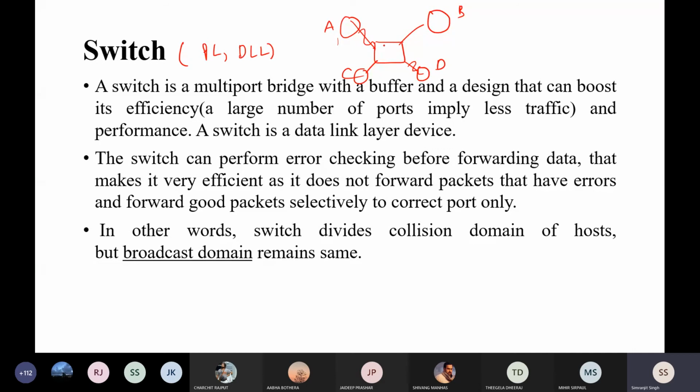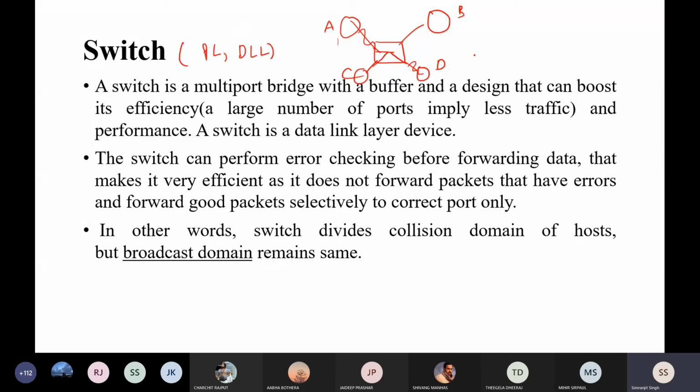Inside this switch, there are many circuits present. If I want the message from A to be sent to D, this circuit is formed. So this A and D circuit enables communication between A and D. It is also possible that if C wants to send a message towards B, this circuit is also completed. Now C, at the same time, can send a message as well as receive a message.